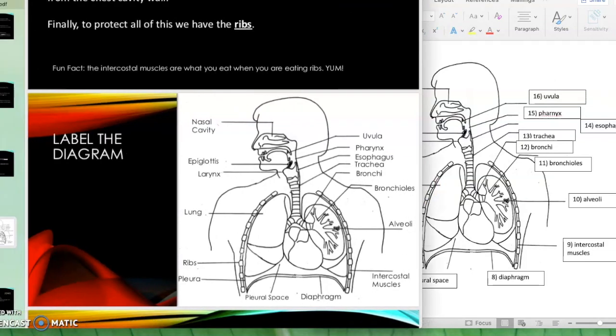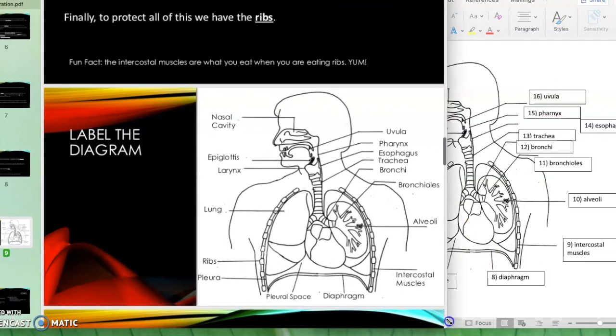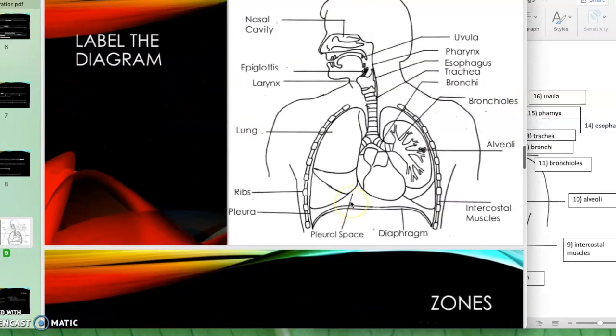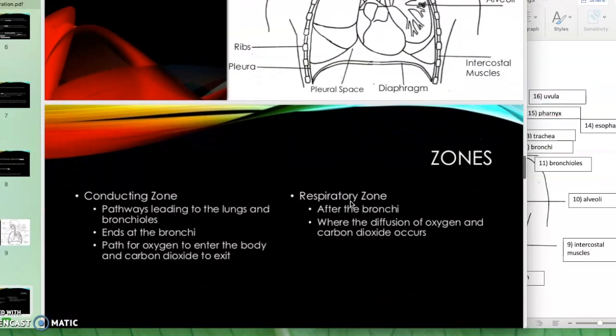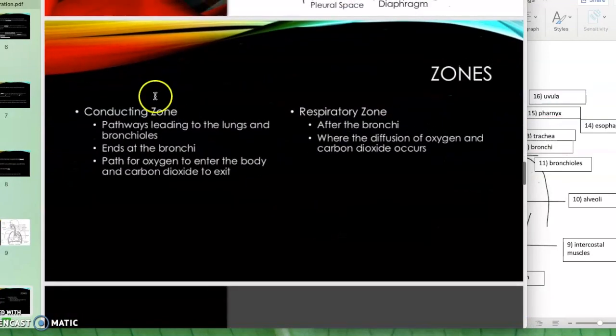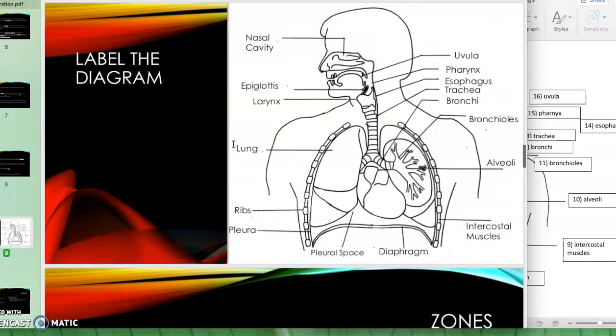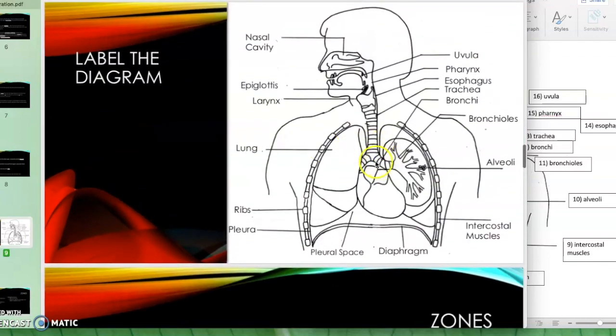And we're just going to come back over here and finish up looking at the conduction zones for today. So it says here that the conducting zone is one and the respiratory zone is the other. So the conducting zone is the pathway leading to the lungs and the bronchioles. So it ends at the bronchi. So if we're looking at our diagram right here, this is where our bronchi is. All of this up to the bronchi would be the conducting zone.